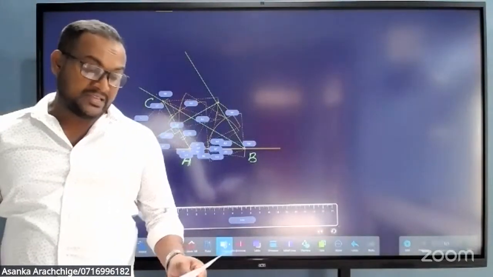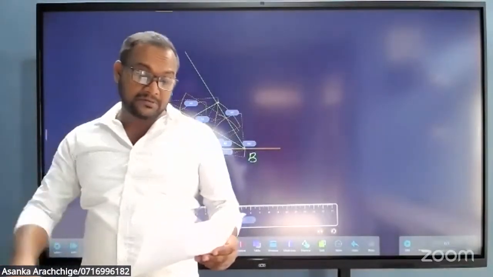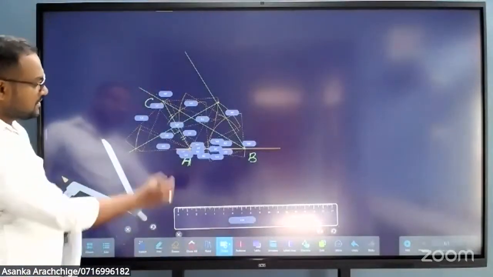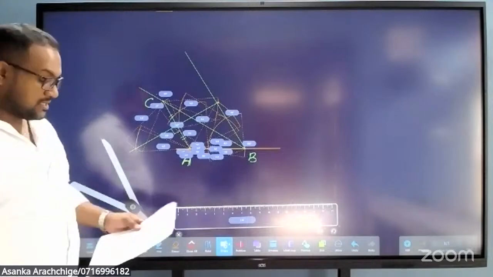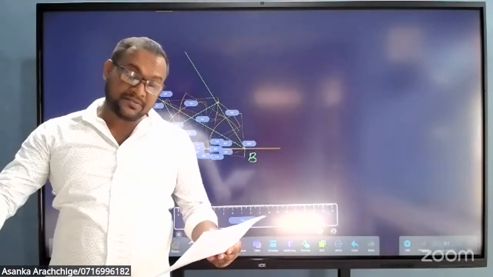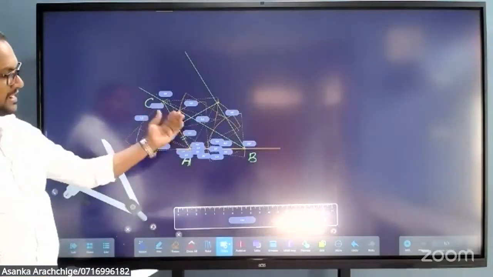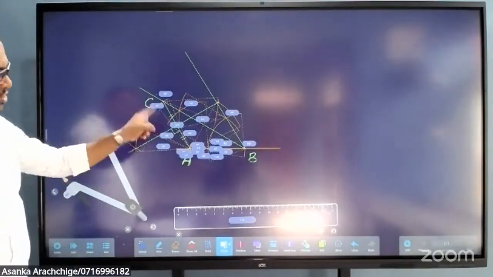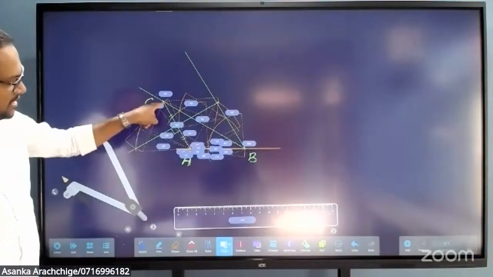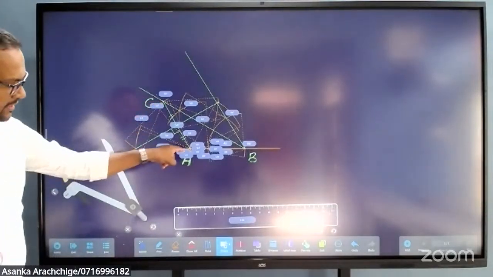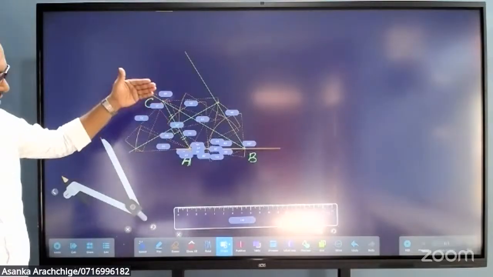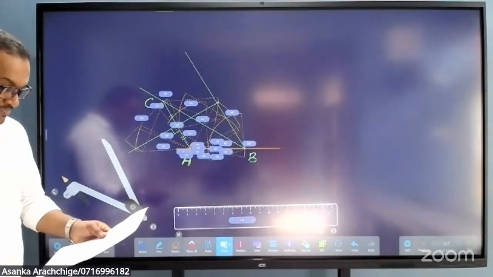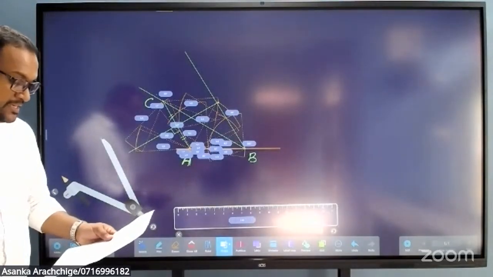Construct the perpendicular bisector of AC. Then construct a semicircle on the side AC, outside the triangle ABC. Outside the triangle ABC means it must not be on this side, but on this side. The semicircle must be drawn on the left hand side of AC according to my construction. Understood? Right. And such that AC is its diameter.